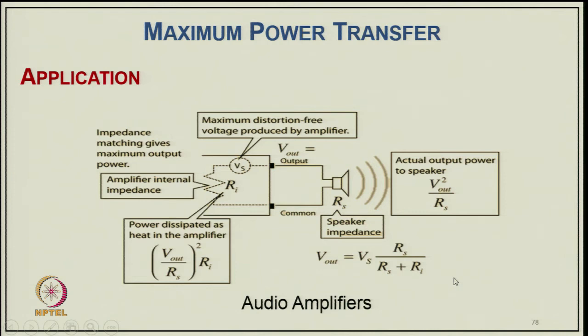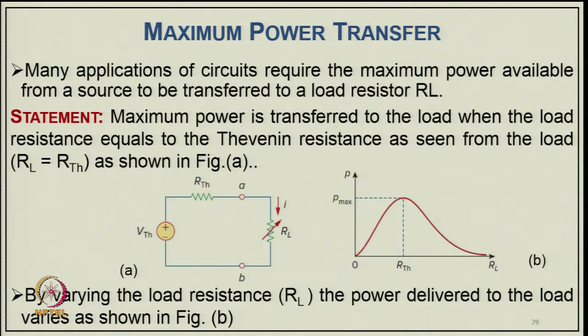So, accordingly you have to change this R I, so that the maximum power, which is equal to V out squared divided by R s, is the power going to the speaker to amplify it. So, accordingly you have to modify the parameters of this amplifier circuit, or do impedance matching, which gives a maximum power output, adjusting the amplifier's internal impedance value from here, also by power design.